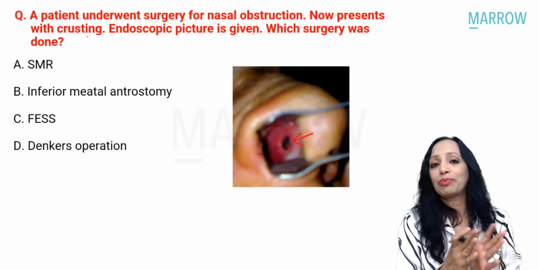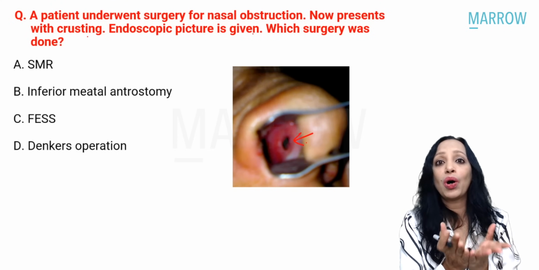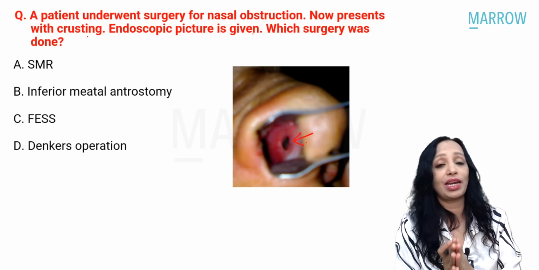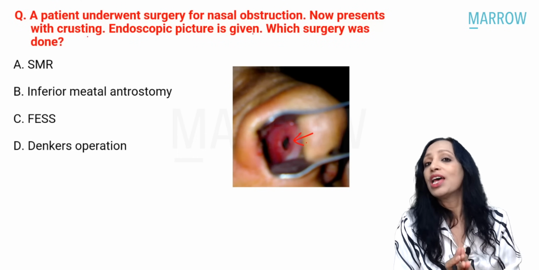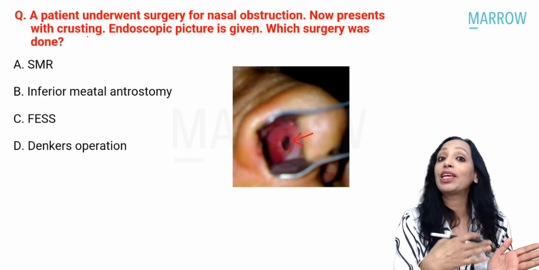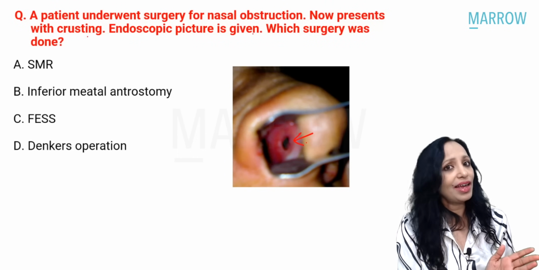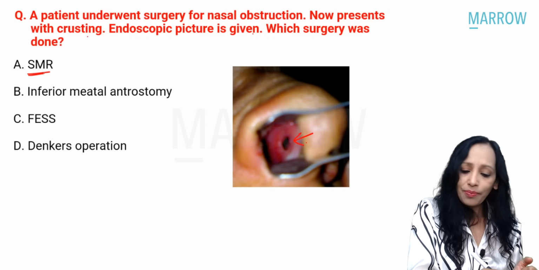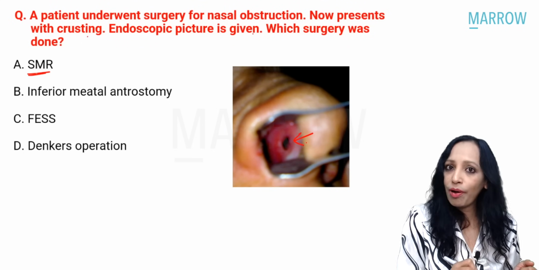Out of which the septal surgeries, what do we know? We know of the septoplasty, we know of SMR, submucosal resection. And if we talk about the complications, are they more in septoplasty or in SMR? Yes, in SMR. So now let us see what are the choices that are given. SMR, can SMR lead to perforation of the septum?